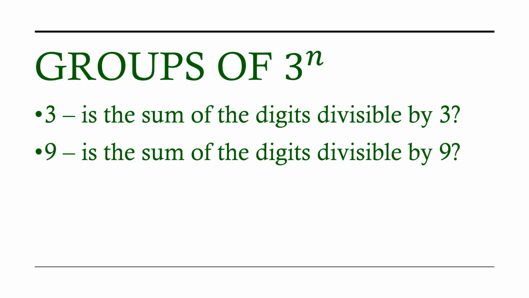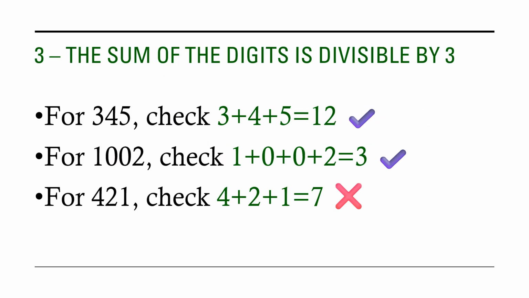For powers of 3, that's 3 to the first power and 3 to the second power, that's 9, so 3 and 9. Then I add up all of the digits and I check the sum. Is that sum divisible by that number? Check divisibility by 3. For 345, check 3 plus 4 plus 5. 3 plus 4 plus 5 is 12. Can you divide 12 by 3? Of course you can, so therefore you can also divide 345 by 3.